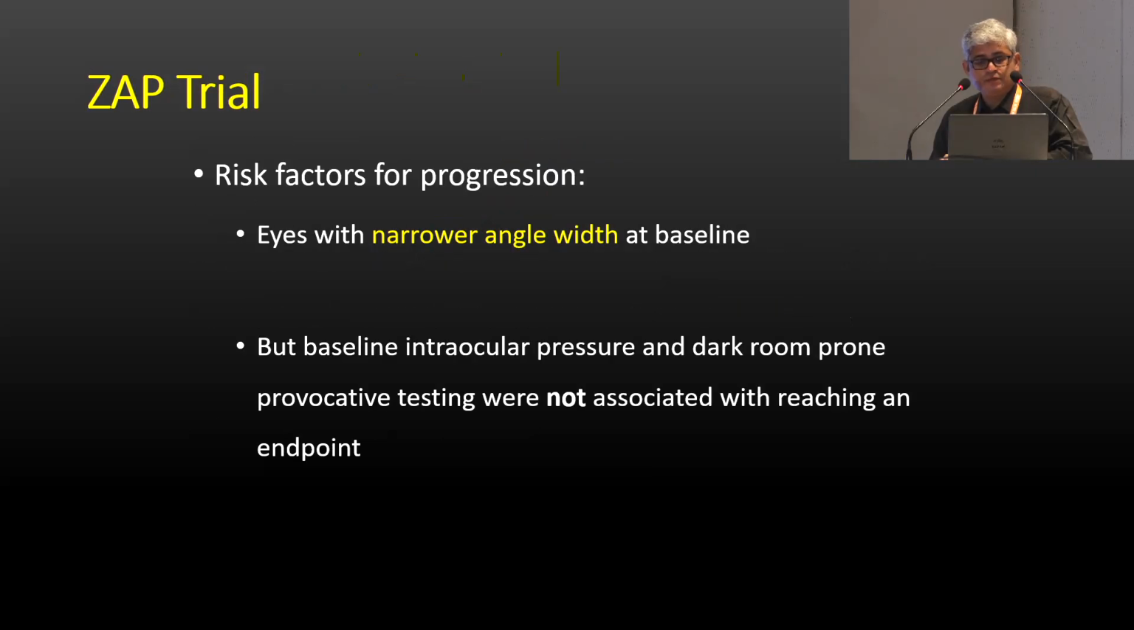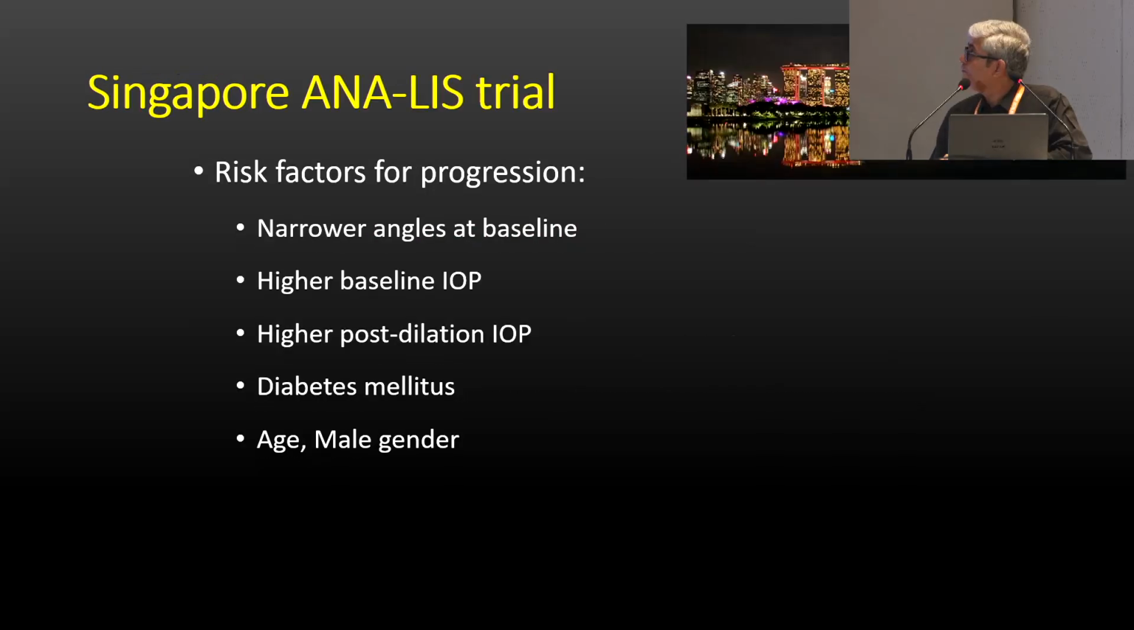in the Singapore eyes. So in the ZAP trial, they looked at the risk factors of progression. They didn't get much. Eyes with narrower angle width at baseline were one thing, but then they did a dark room provocation test and all that. They didn't show anything at all.